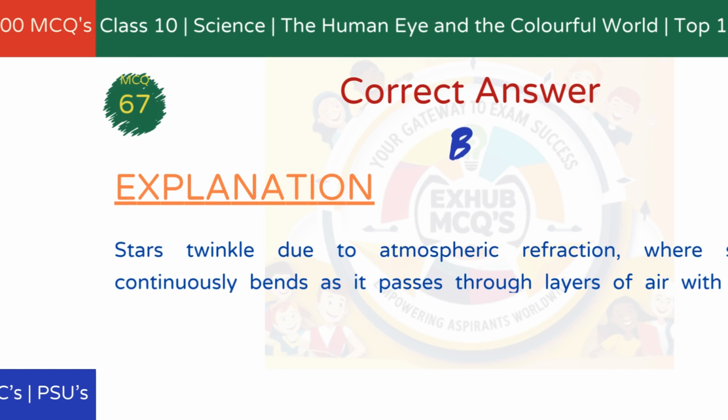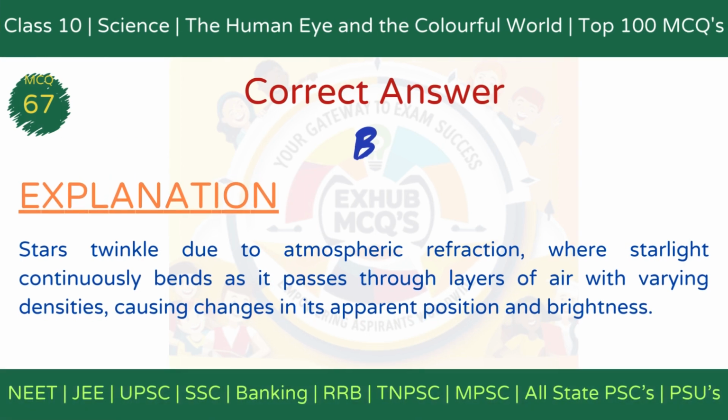The correct answer is option B, atmospheric refraction. Explanation. Stars twinkle because their light undergoes continuous refraction as it passes through layers of the Earth's atmosphere with varying densities, causing fluctuations in their apparent brightness and position.